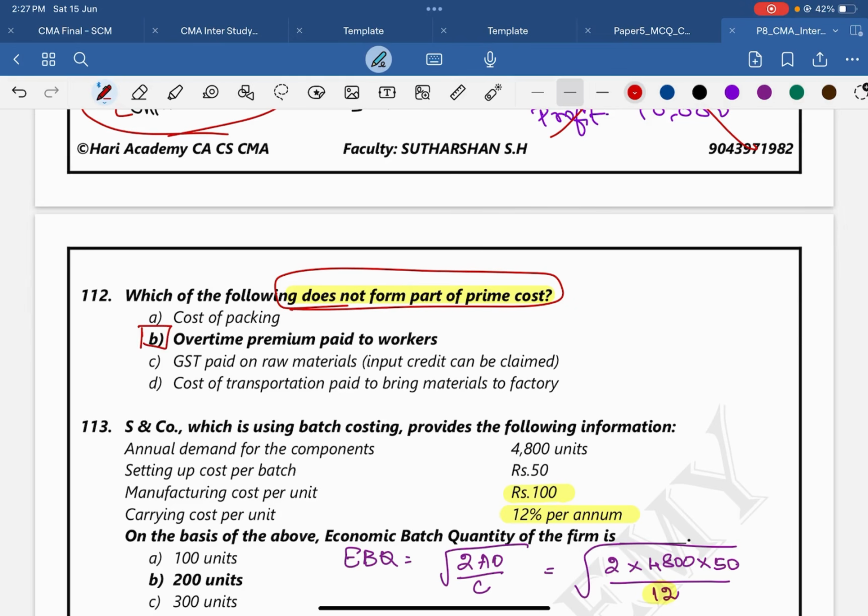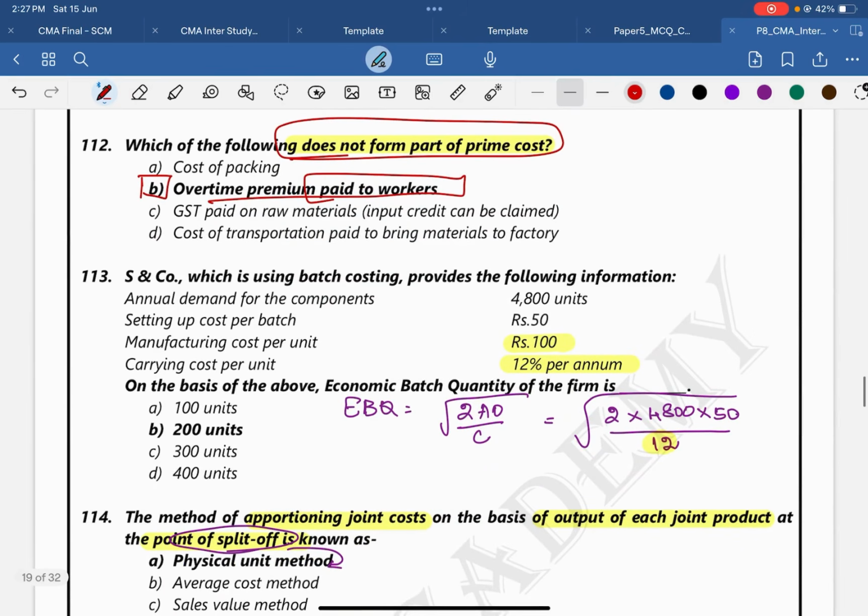Which of the following does not form part of the prime cost? Overtime premium paid to workers does not form part of the labor cost. That is your prime cost.